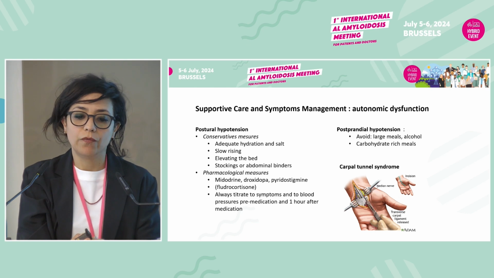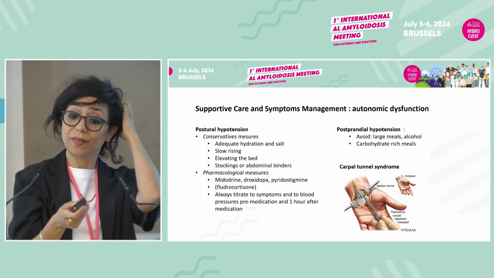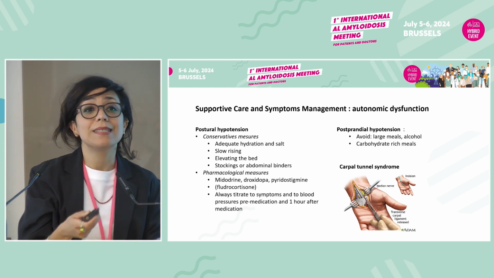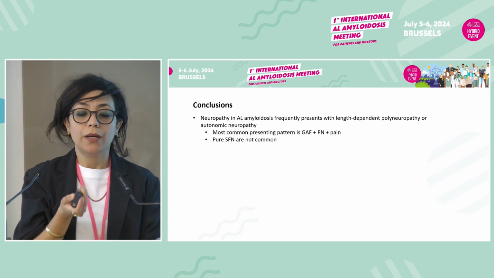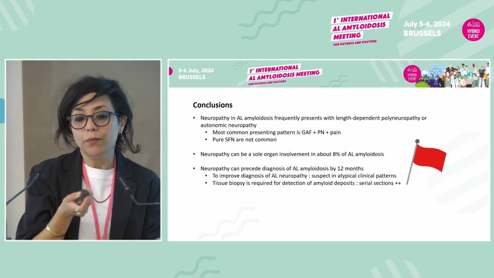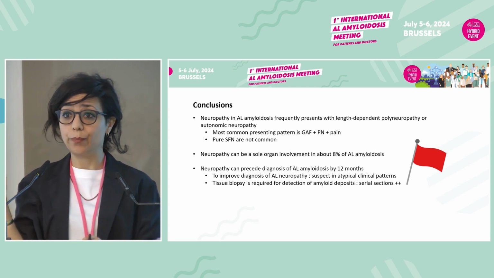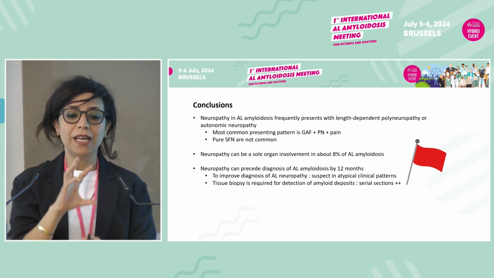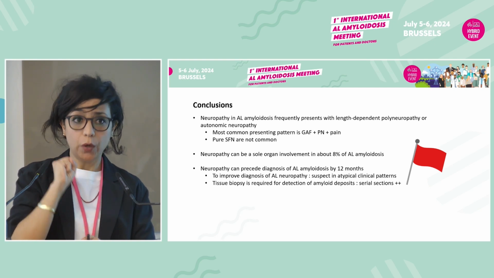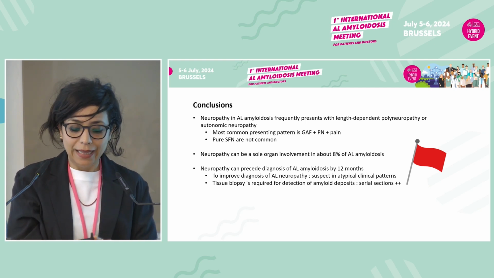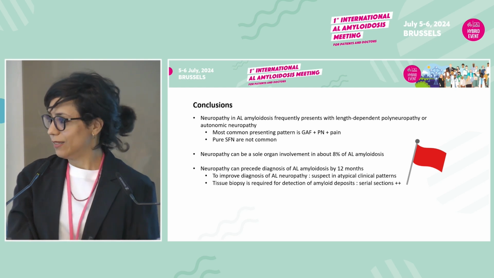And then about the carpal tunnel syndrome, sometimes we go to surgery, and this can be really, really effective for the pain. I will conclude by saying that the patient with AL amyloidosis neuropathy is a complex patient, and it deserves a multidisciplinary follow-up. That's it.